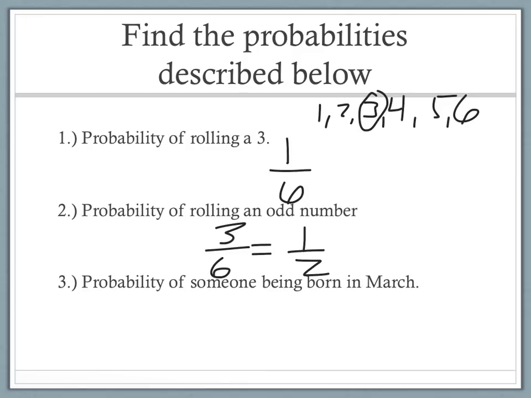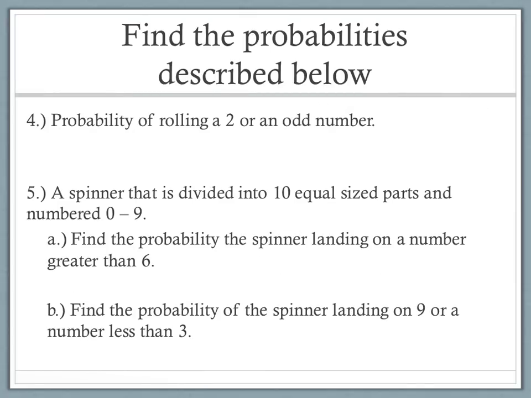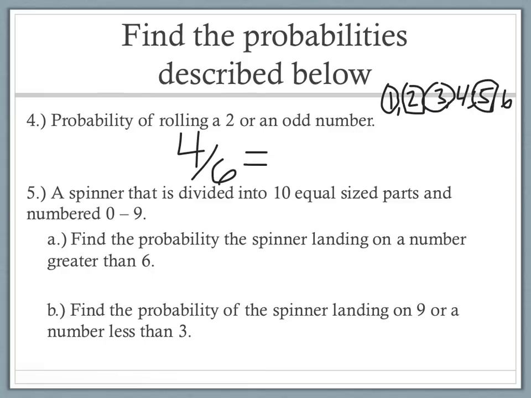Probability of someone being born in March. March is 1 month out of the 12, so it'd just be 1/12. Find the probabilities described below. The probability of rolling a 2 or an odd number. The same thing if we look at the die: we have a 1, 2, 3, 4, 5, and 6. You don't have to write these out; I'm just doing it for a visual. Well, a 2, and then an odd number. I'm circling all the ones it could be. If I look at that, that's 4 out of the 6 possibilities, which I can reduce to 2/3.